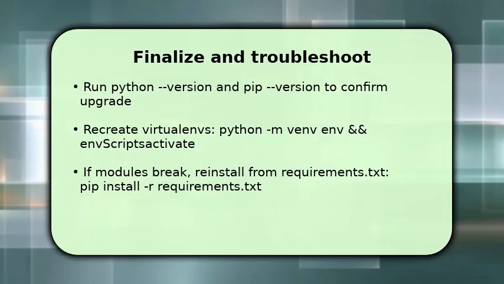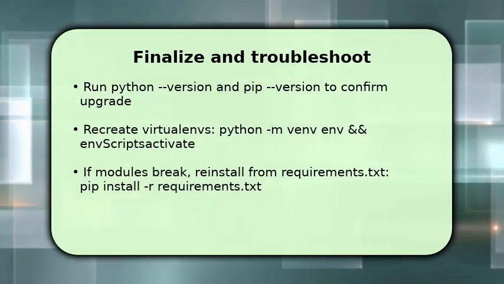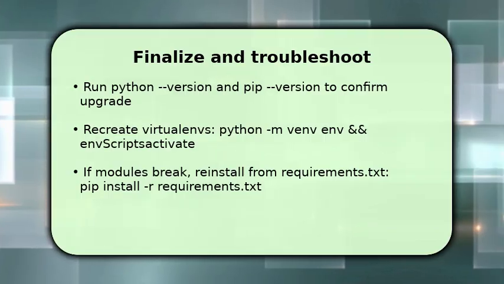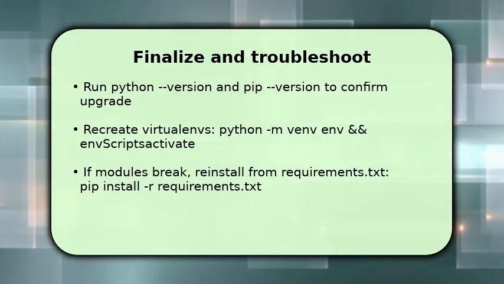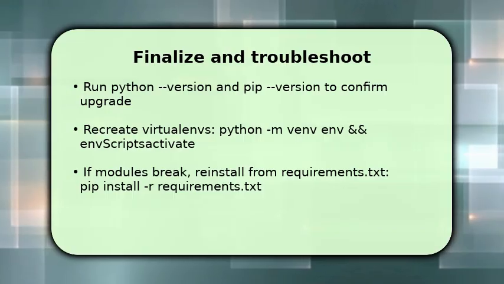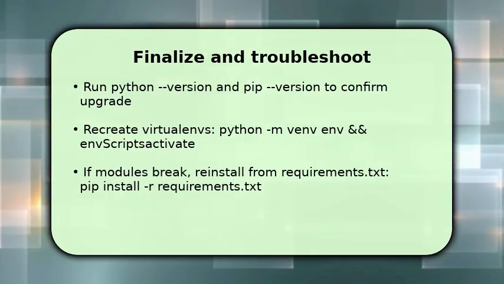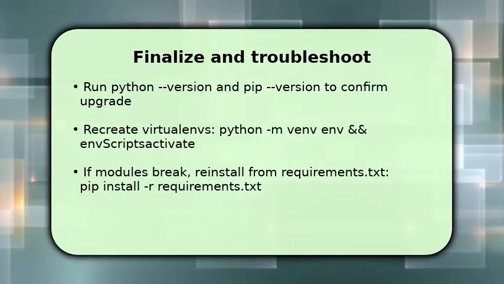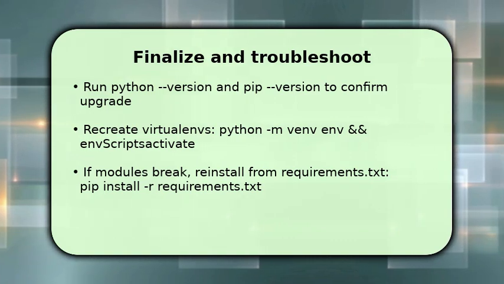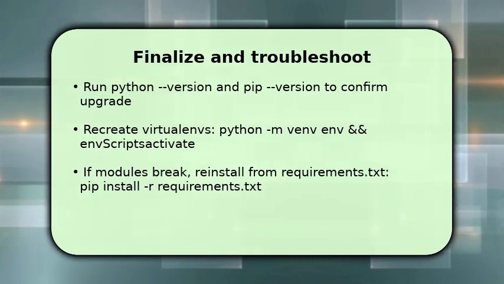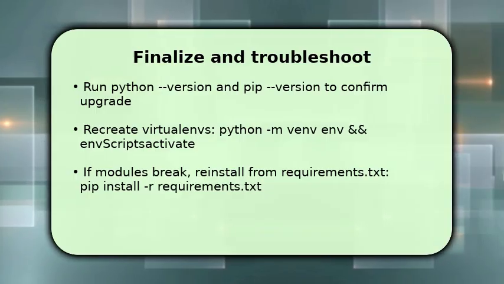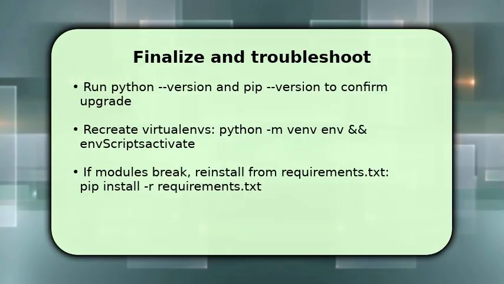Recreate or reactivate virtualenvs using python -m venv and reinstall dependencies. If imports fail, reinstall packages with pip install -r requirements.txt. One key troubleshooting tip: if PATH conflicts persist, remove older Python paths from environment variables and restart Windows Explorer or reboot to clear caches.